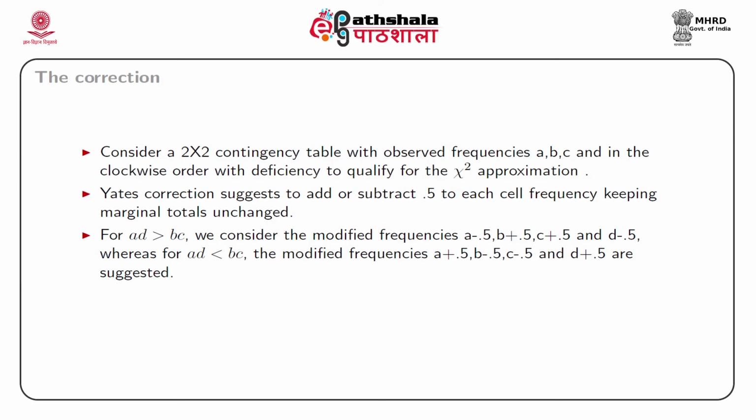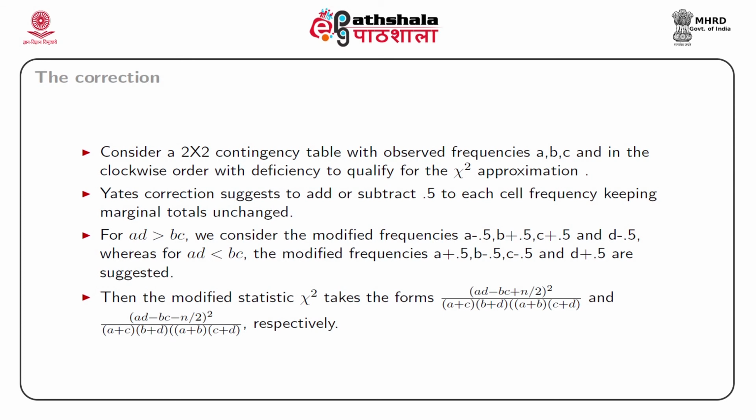So, in the former case, the modified chi-square statistic takes the form n times (AD minus BC plus n by 2) whole square divided by (A plus C)(B plus D)(A plus B)(C plus D). And in the latter case, the only change is that instead of AD minus BC plus n by 2, we get AD minus BC minus n by 2. So, using this corrected statistic, one can perform usual tests using chi-square approximation for 2 cross 2 contingency tables.